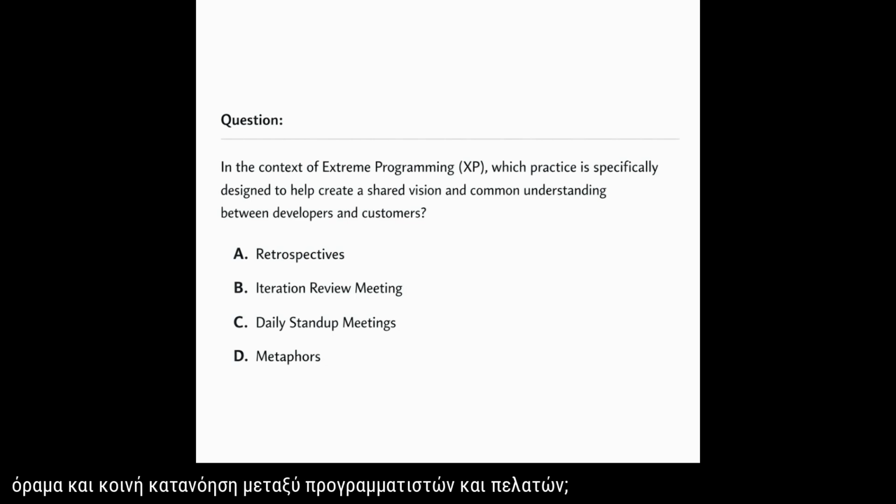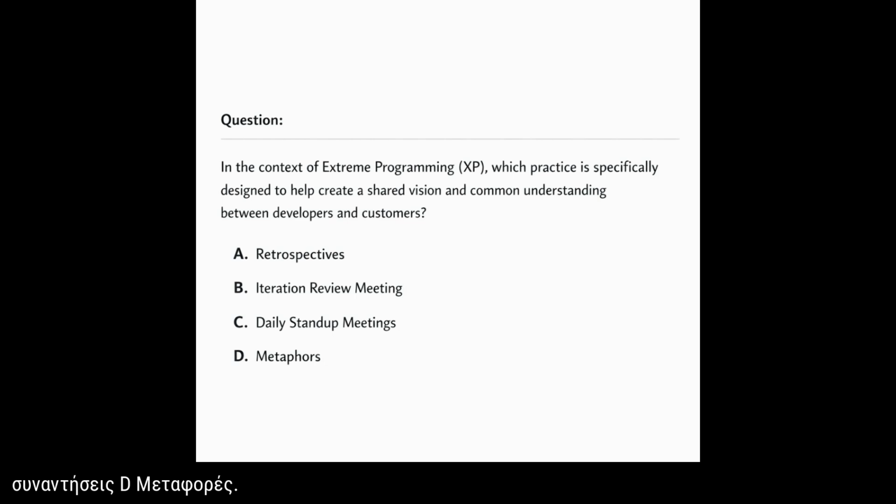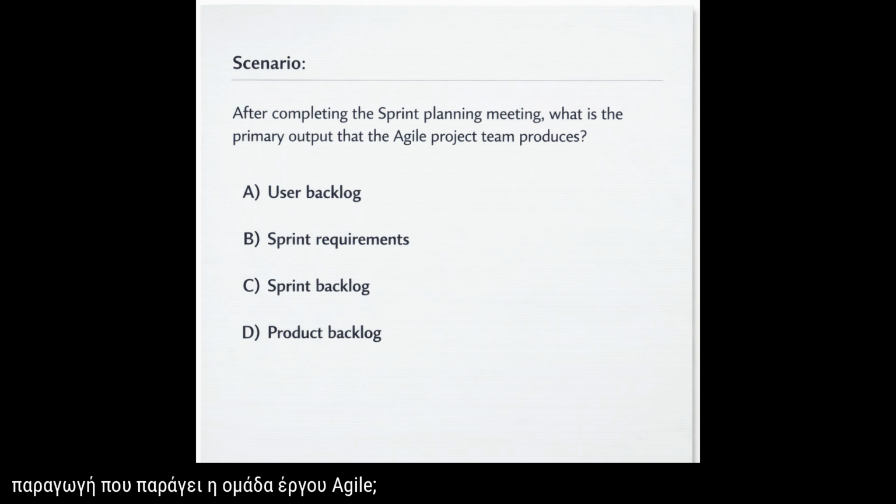In the context of Extreme Programming, XP, which practice is specifically designed to help create a shared vision and common understanding between developers and customers? A. Retrospectives. B. Iteration review meeting. C. Daily stand-up meetings. D. Metaphors. After completing the sprint planning meeting, what is the primary output that the Agile project team produces? A. User backlog. B. Sprint requirements. C. Sprint backlog. D. Product backlog.